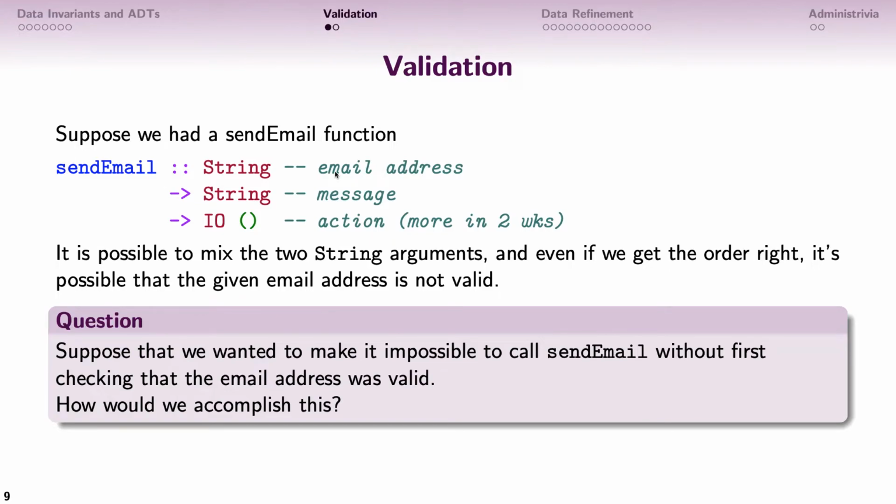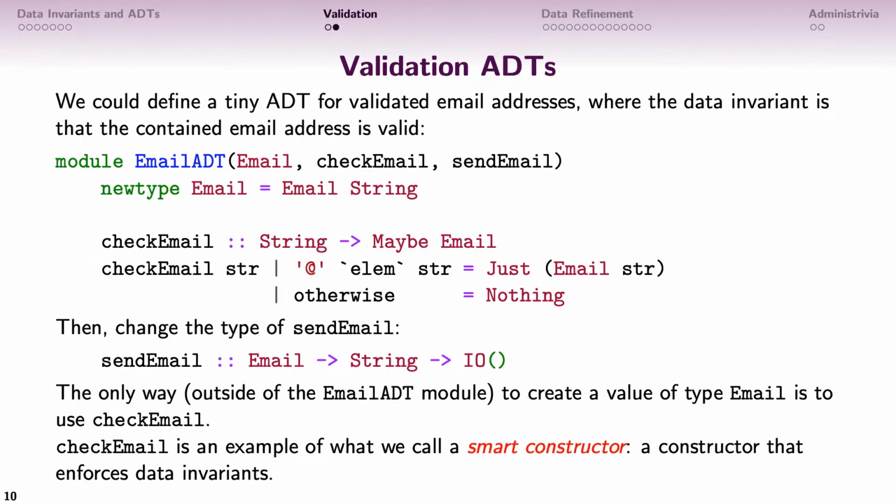And then whenever we want to send an email, we have to use this email abstract data type. And because the only way to construct an email abstract data type will be to use our special safe constructor, that will guarantee that all emails that we send will be checked. And I'll show you how that looks. We have it like this.